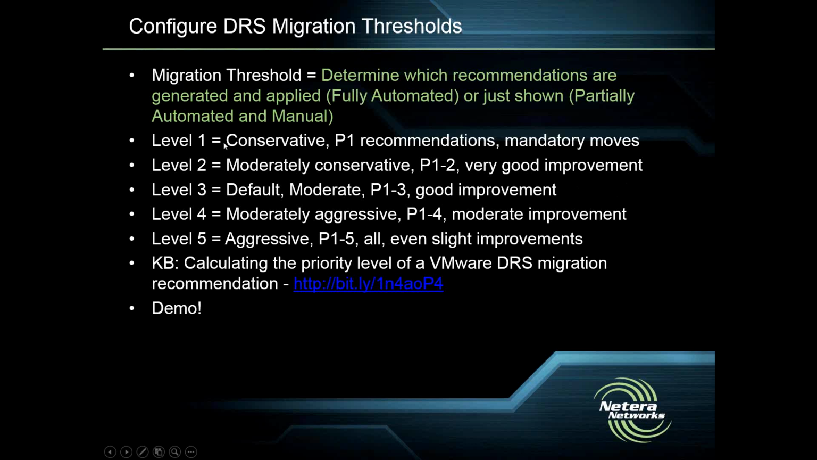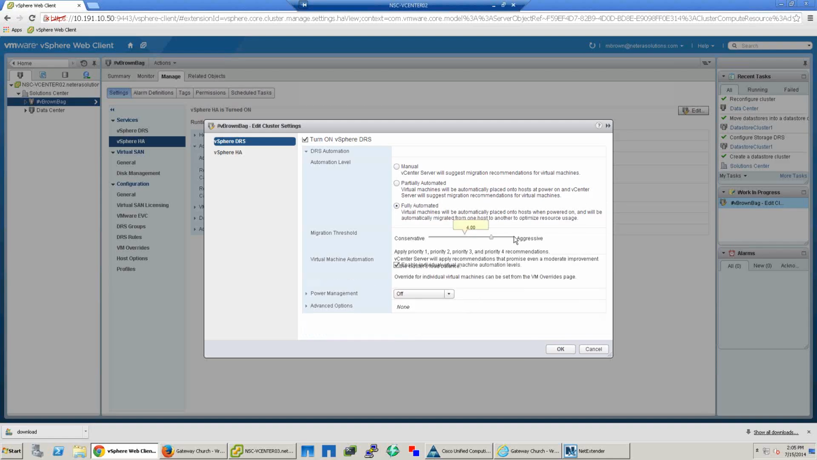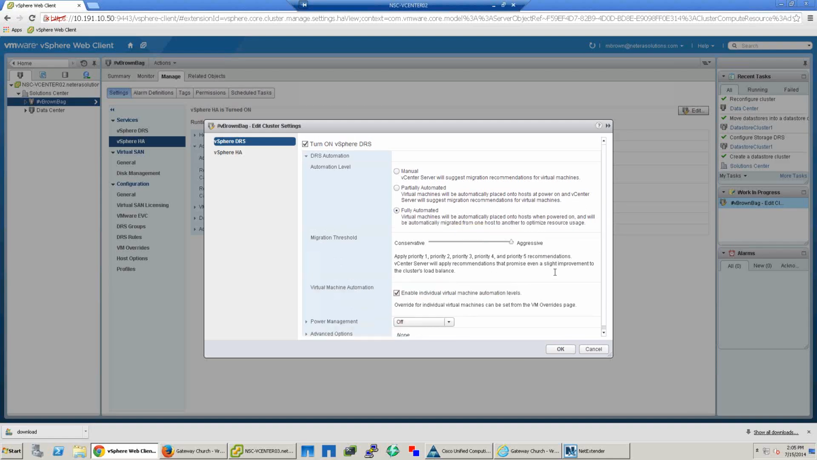You can turn it down to where you only move virtual machines, say, if you're putting a host into maintenance mode, right? Or you can turn it up to the right, if you recall, and set it to be aggressive, where it says even slight improvements to the cluster's load balance will kick off vMotions, right? And that's fully automated.